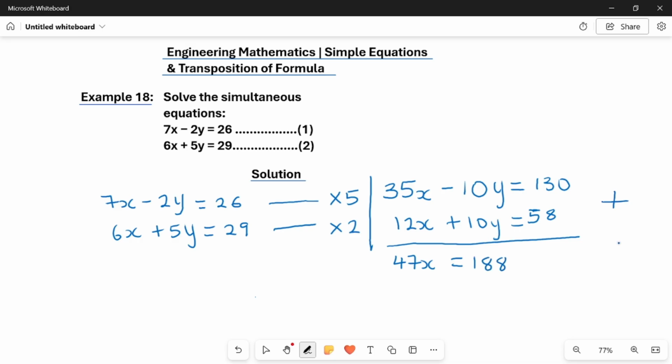So from here we can make x the subject of the formula by dividing both sides by 47. So 47 will cancel 47 here, and we're left with x is equals to 188 all over 47. So if you point your calculator, we have that x will be equals to what?